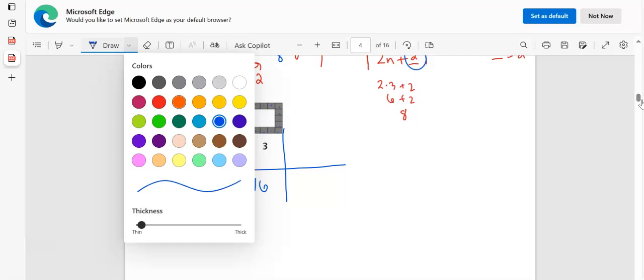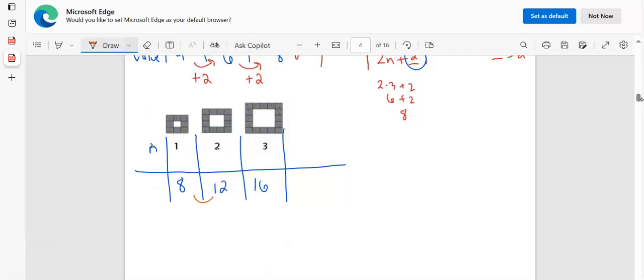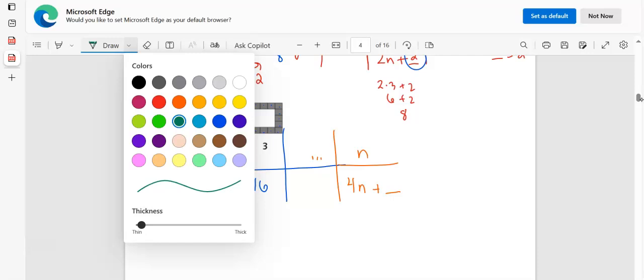Again, let's look for that constant difference. And I'm seeing that 8 plus 4 is 12. 12 plus 4 is 16. So that is going to be my constant difference. And so for my nth term, I'm going to have 4n and then plus something. So what is that something?